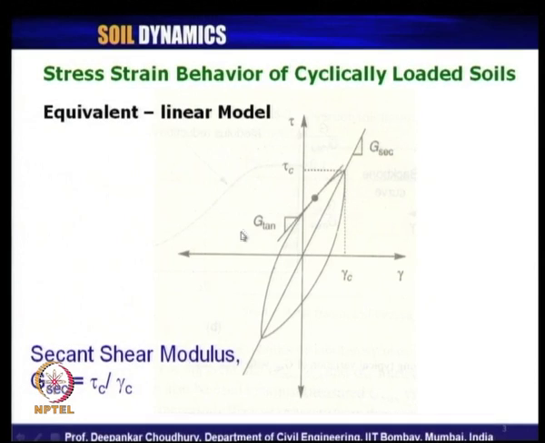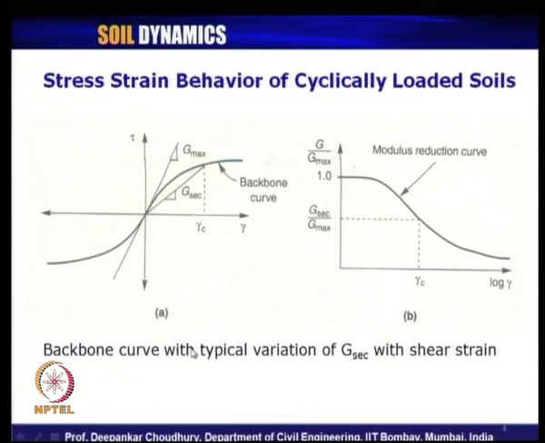So, coming to the slides, the stress strain behavior for any cyclically loaded soil, this is the equivalent linear model with G secant modulus, and from that we have seen what is called the backbone curve. The plot of tau versus gamma is known as the backbone curve, and if we represent it in a non-dimensional form of G by G max versus the log scale of this cyclic shear strain, and plot any data, the typical behavior for any kind of soil material will be something like this.